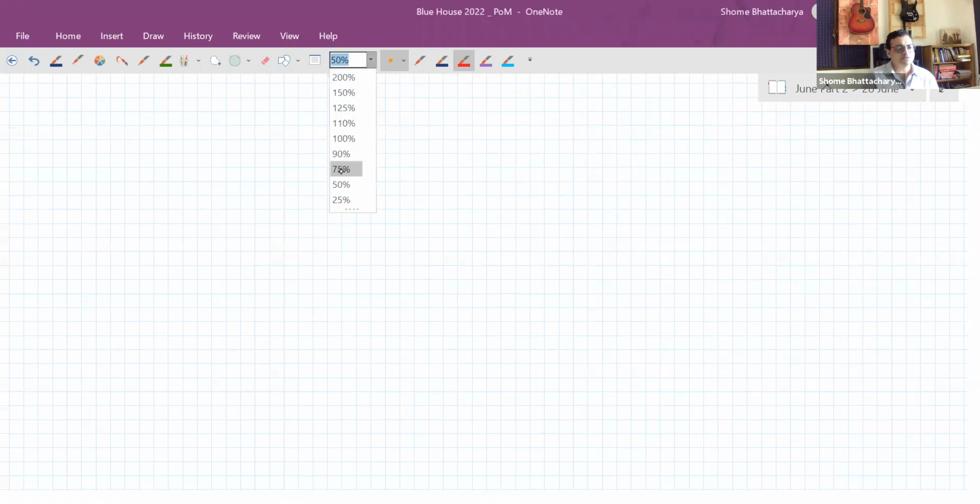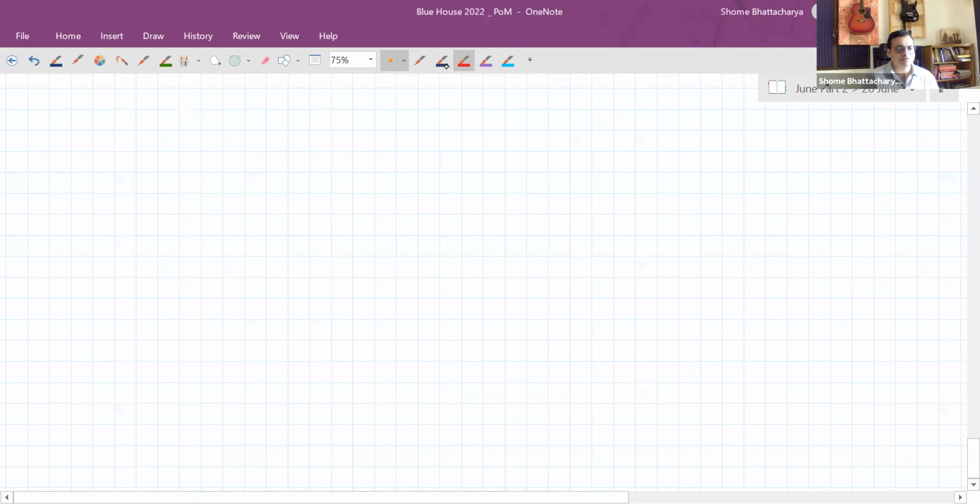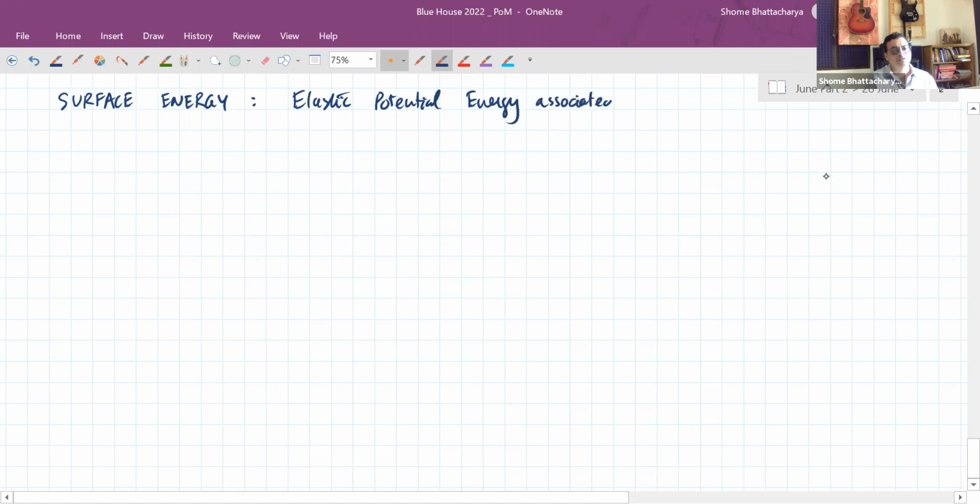Now the next thing associated with the surface and its elasticity we'll see is what we call surface energy or elastic potential energy of a surface. So exploring this quantity will give us a second definition of surface tension also. Basically the elastic potential energy associated with a surface.